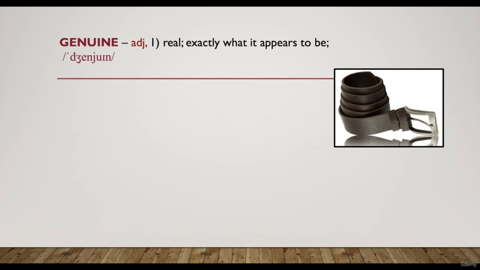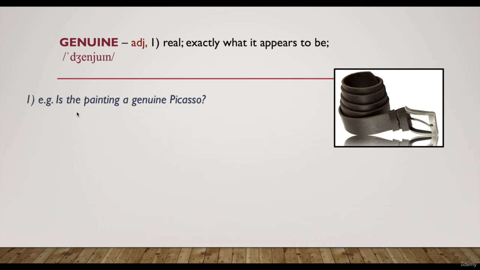Now let's move on to the word genuine. Genuine is an adjective which means real or exactly what it appears to be. So for instance, in this picture you can see a belt made of genuine leather. So genuine leather means real leather.